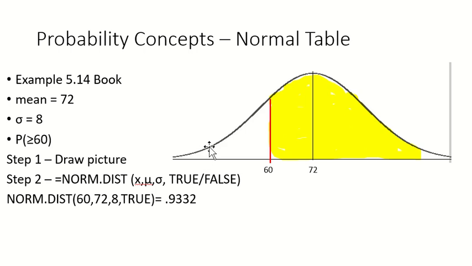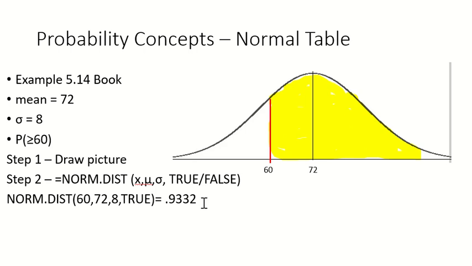First step is to draw a picture. Draw the curve, put in the average, draw the 60, which is what we're interested in, and shade in the area that you're looking at. Now, using Excel, the function NORM.DIST needs 4 different arguments. It wants the value that you're interested in, the average, the standard deviation, and true or false. True means to give the cumulative amount, and so that's the cumulative amount to that place. False means just give the amount that's associated directly with that value.